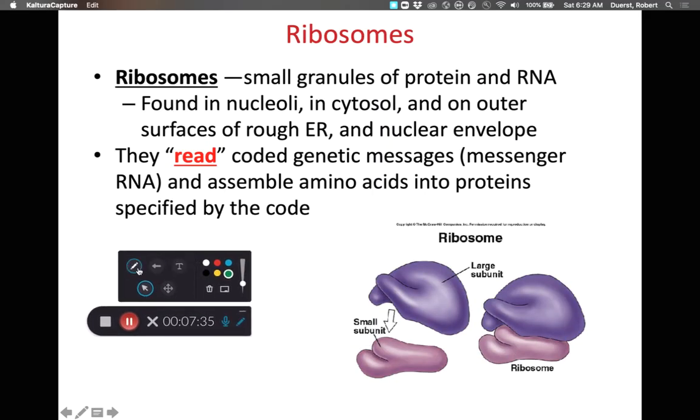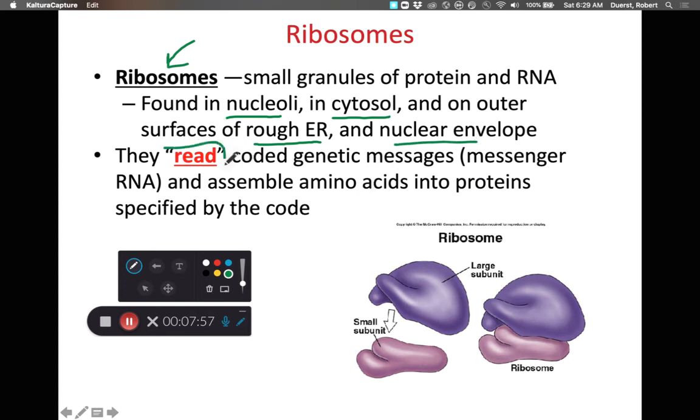On the rough endoplasmic reticulum, we have a bunch of ribosomes. Those ribosomes are two-subunit, non-membranous organelles. Ribosomes are made in the nucleoli. They'll be free floating within the cytosol of the cell and bound to the surface of the rough endoplasmic reticulum and, to a lesser extent, the nuclear envelope.